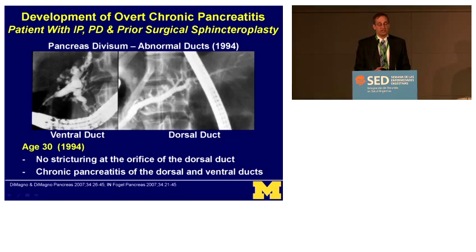At age 30, she underwent a repeat ERCP. The left panel shows an abnormal dilated ventral duct, and the right panel shows abnormal dilated dorsal duct consistent with chronic pancreatitis. Importantly, there was no stricturing or stenosis at the orifice of the dorsal duct. It was wide open.